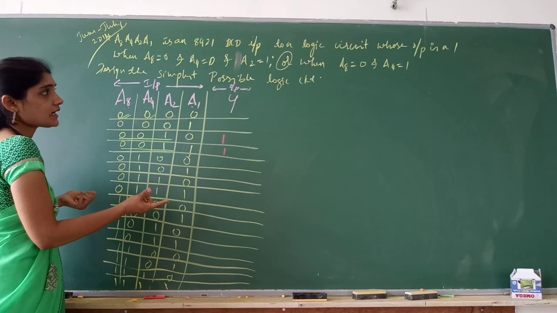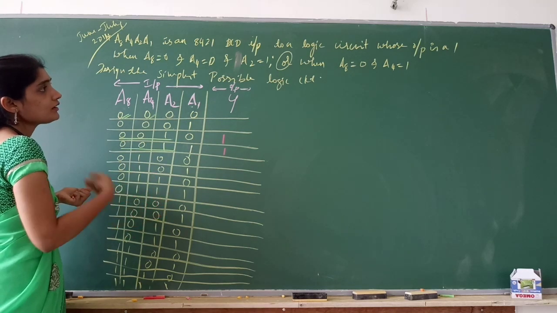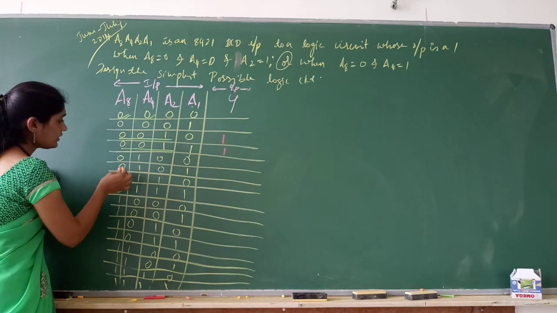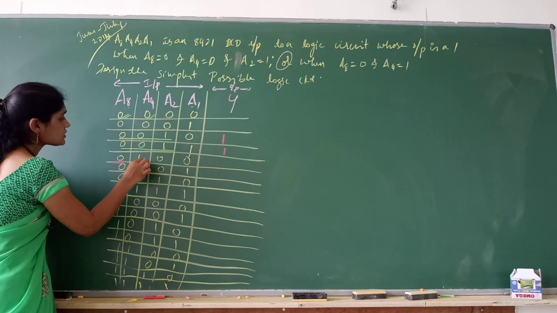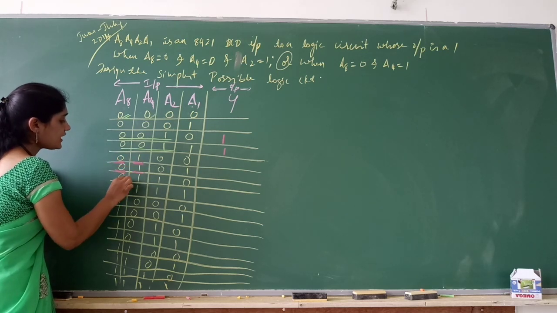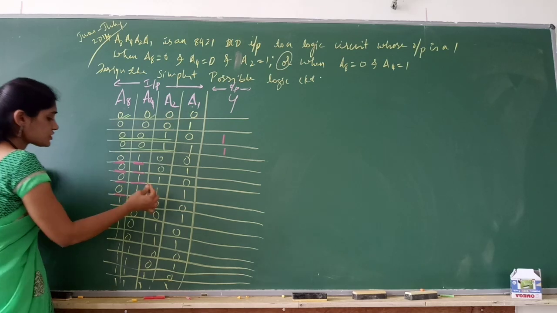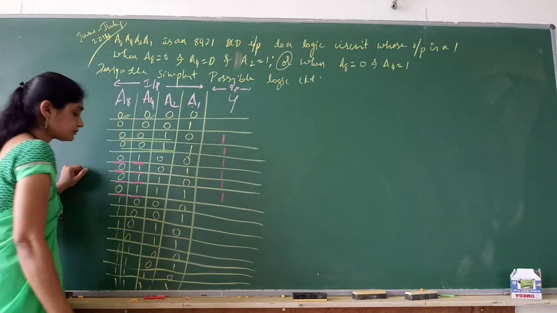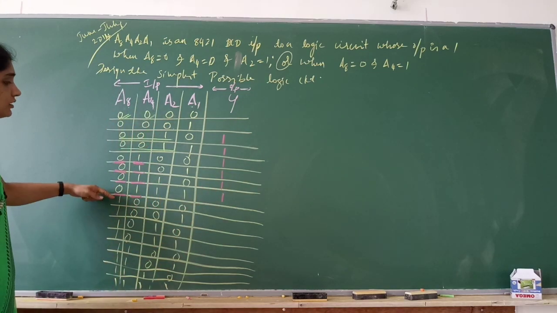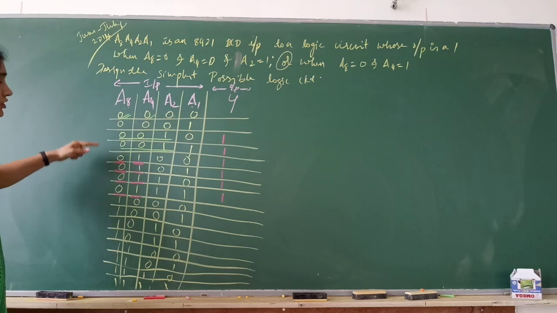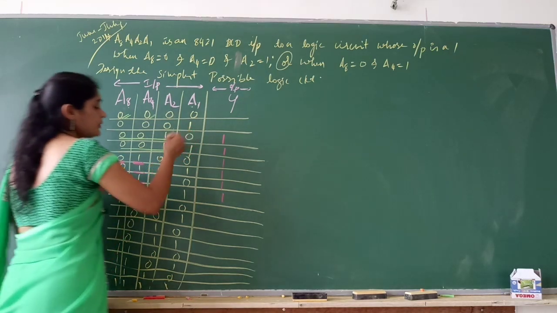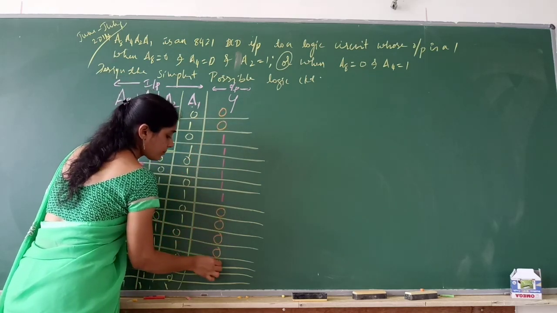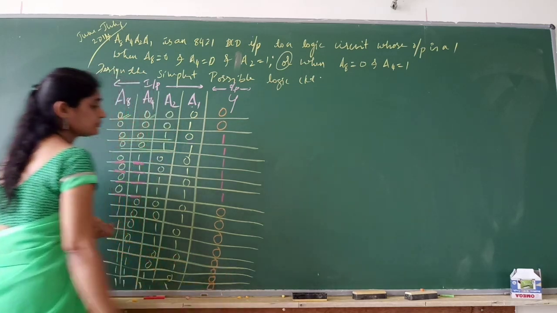Next, OR. What is the second possibility for the output variable to take 1? When A8 is 0 and A4 is 1. So for these four combinations, again the output will be equal to 1. Any other possibility here? No, right? So for these inputs, the output will be equal to 1. For other inputs, what is your output? Output will be equal to 0.